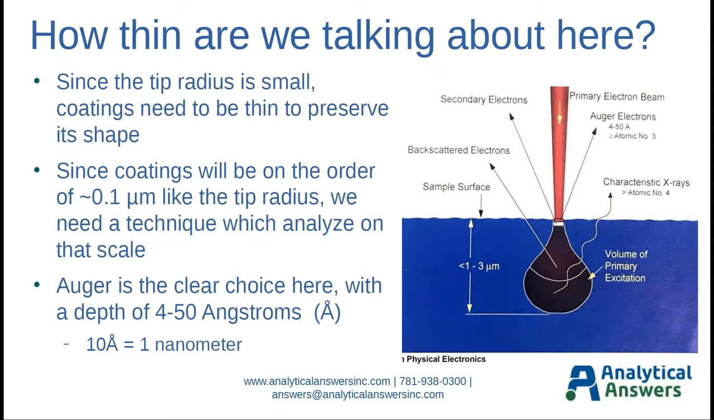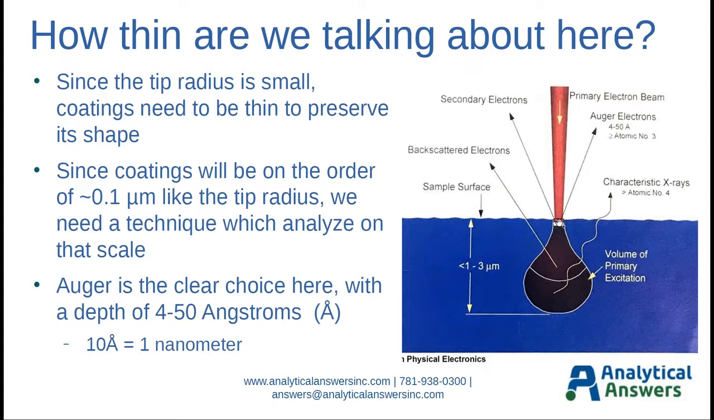So how thin are we talking about here? Well, since the tip radius is small, the coatings need to be very thin to preserve its shape. So we're talking, again, the tips are down around 1/10 of a micron or 100 nanometers. So we need a technique which can analyze on that scale. If we look at the picture on the right, we can see our incoming E-beam hitting this fictional surface, and the beam spreads out when it hits the surface into, this is classically drawn as a teardrop, but it can, depending on the materials and the energies involved, be more of a hemisphere.